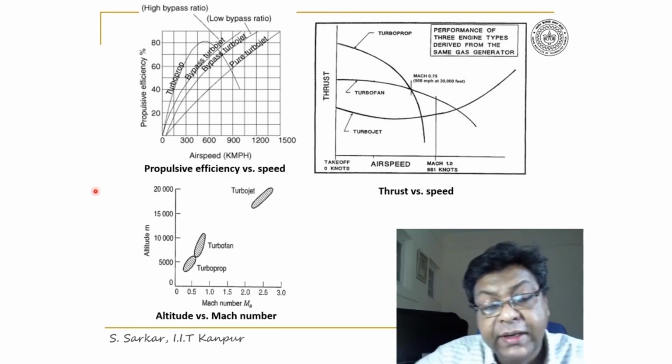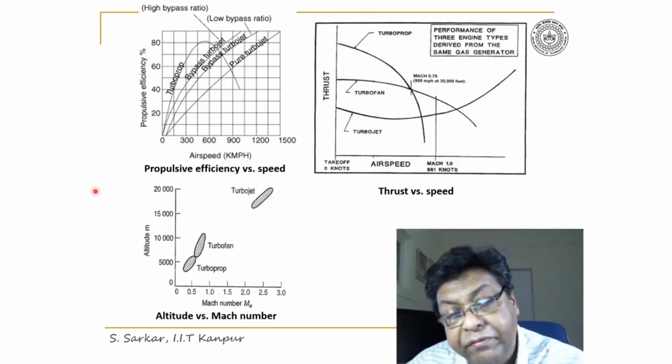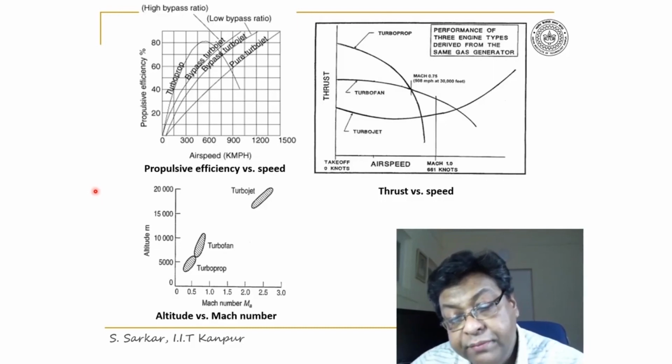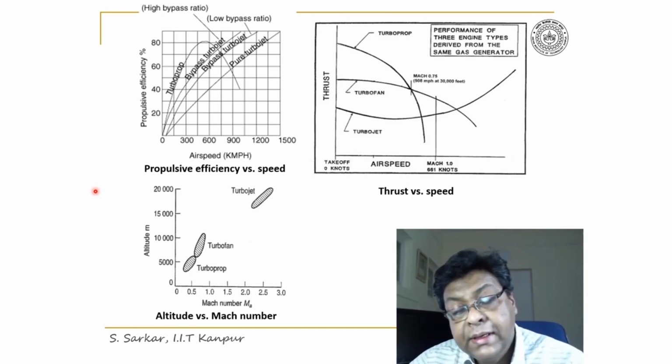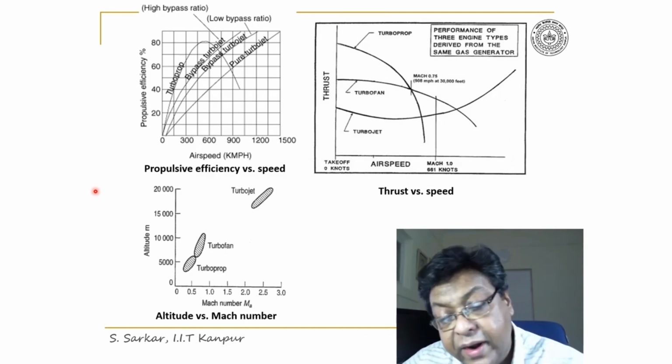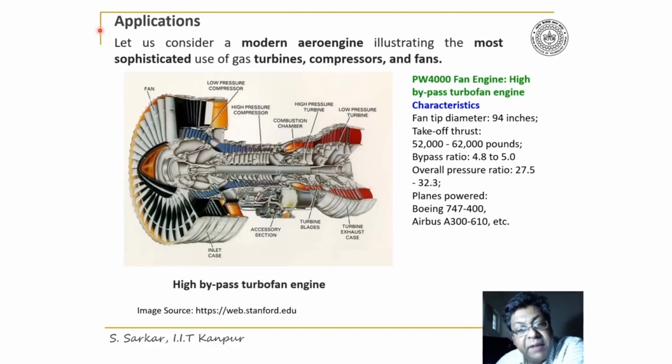When you fly at lower speeds, particularly in smaller aircraft, we use turboprop, and turbofans are used generally for large aircraft carrying more than 200 passengers. Further, I have stated here that in aero engines you will find the most sophisticated applications of turbomachines.